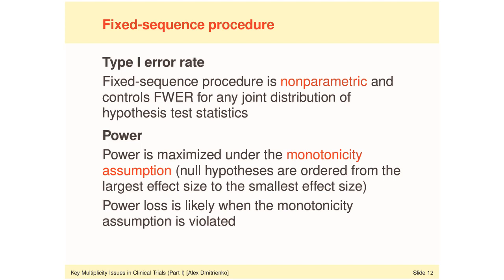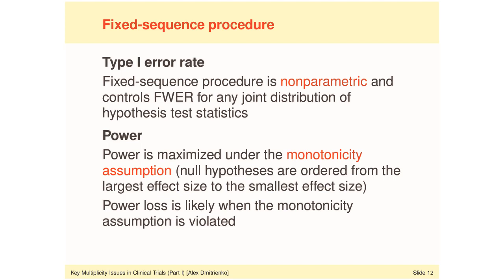And regarding power, the fixed sequence procedure performs very well, as we saw in an example that I presented just a minute ago, and its power is maximized provided the monotonicity condition is met. And what do I mean by this monotonicity condition? It simply means that the null hypotheses are ordered from the largest effect size to the smallest effect size.